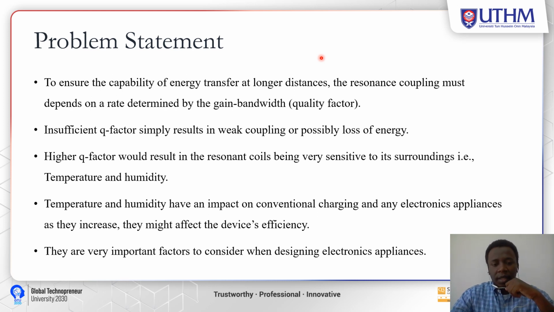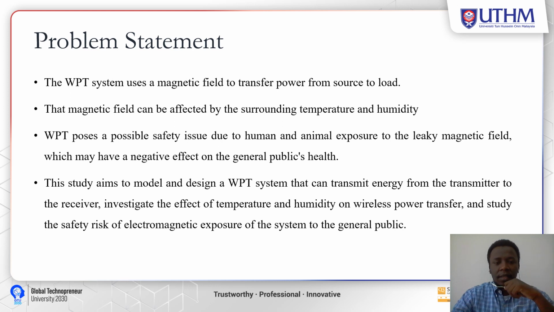So temperature and humidity actually have an impact, as we know, on conventional methods such as normal wired charging. They are very important factors to consider when designing any electronic appliances. Wireless power transfer basically uses a magnetic field to transfer from the source to the load. So there is a distance between the source and the load, and that distance might be affected by the surroundings, such as temperature and humidity, which might lead to an increase or decrease of the magnetic field that's being transferred.